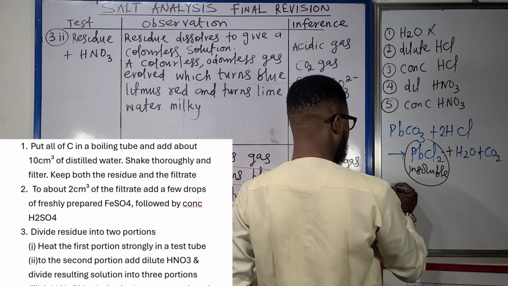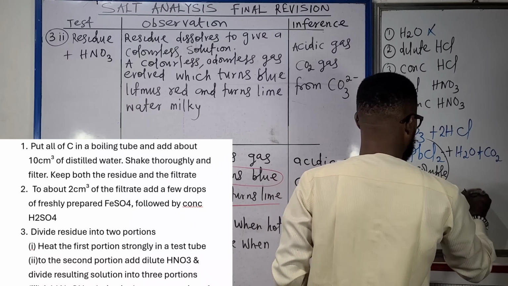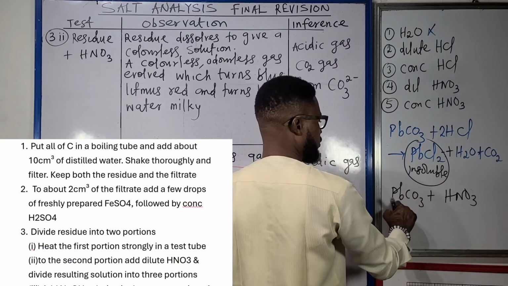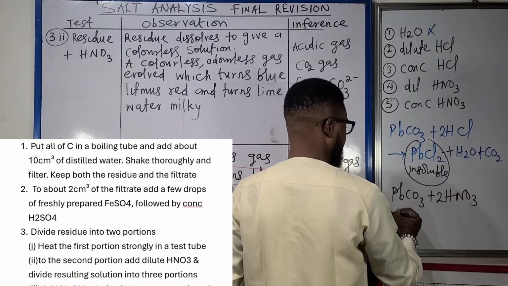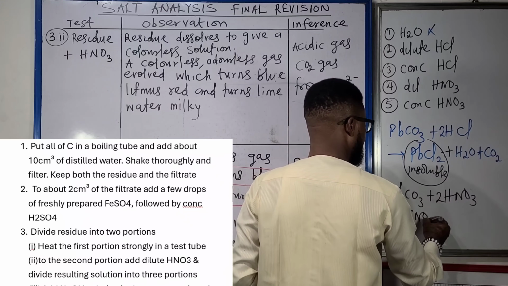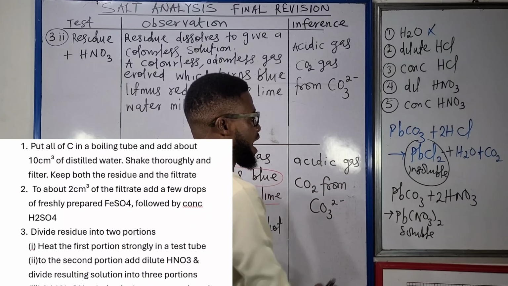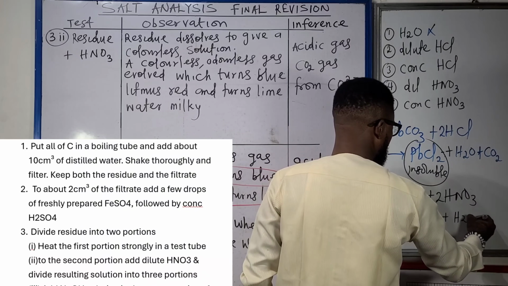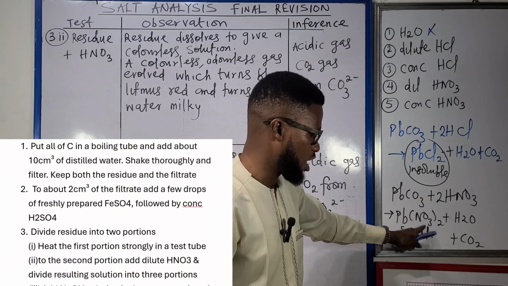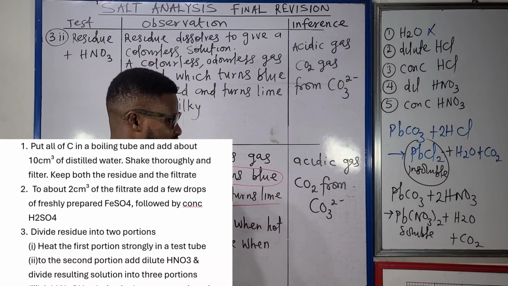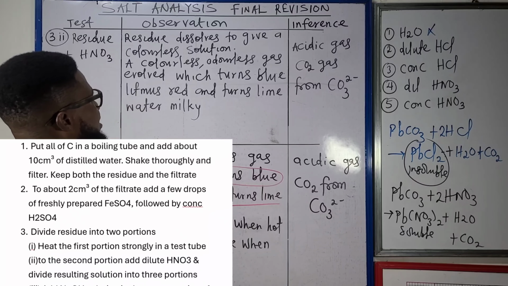But when we say lead carbonate plus HNO3, look at what we're going to have. This is going to give us lead plus the nitrate, Pb2+ NO3-, that's univalent, so I need 2 here. So I have Pb(NO3)2. Now this is soluble, and then I'm going to have H2O and of course carbon dioxide. So you can see lead nitrate here is soluble. Then that way we can proceed with our test.